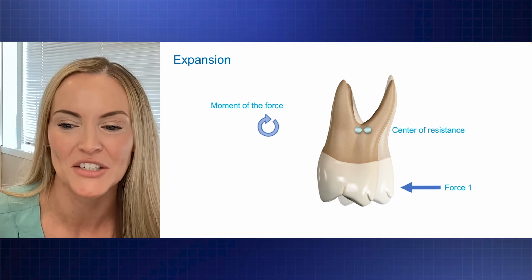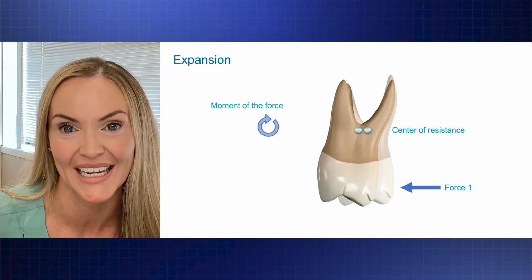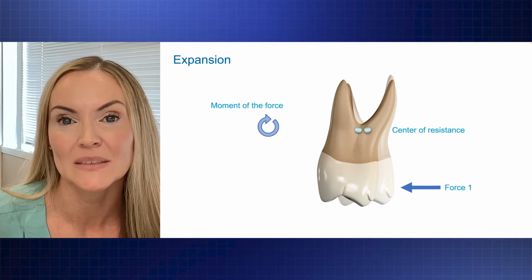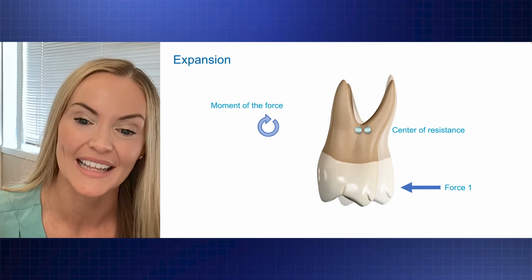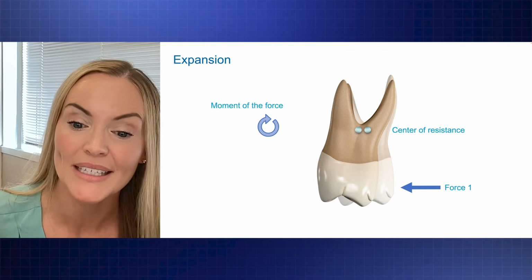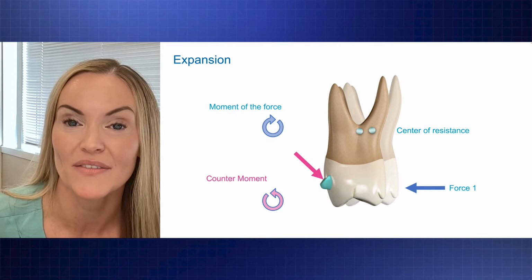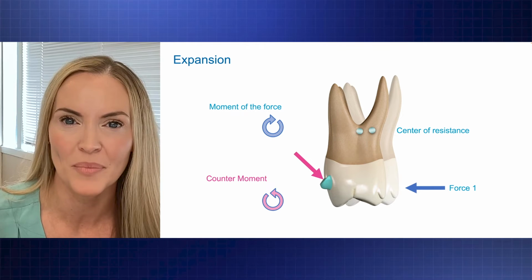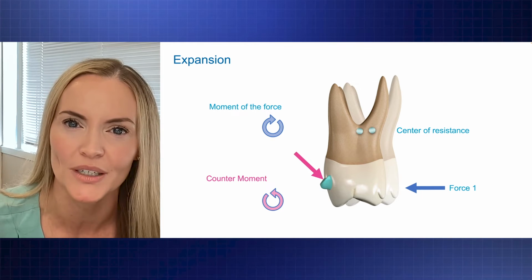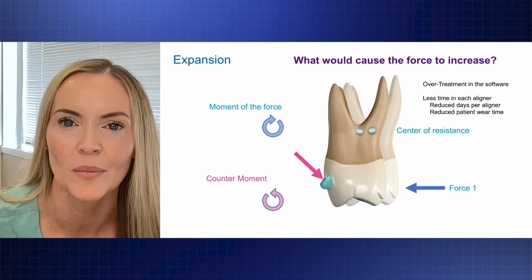Well, what about expansion? A single force causes a tendency for the tooth to rotate. If we have expansion built into our aligner system and we're not counteracting that tendency to rotate, you may start to see a posterior open bite. So we need to make sure we've not only built an attachment on the buccal surface, but perhaps we've built in some extra buccal root torque at the same time that we're expanding in order to create that counter moment.